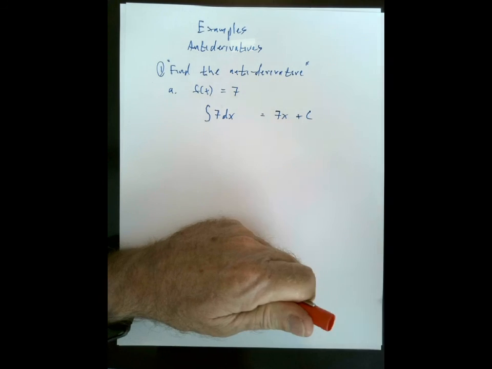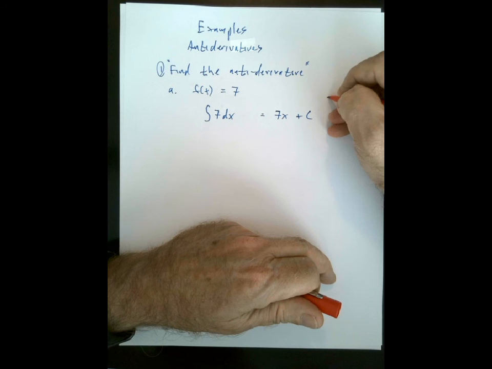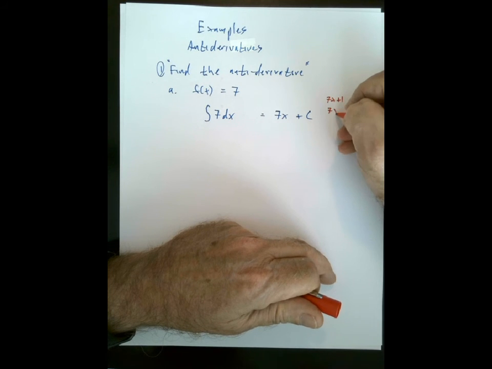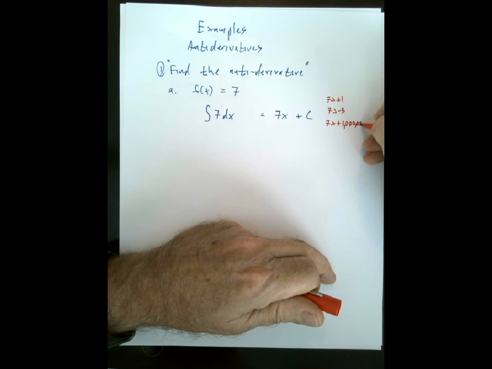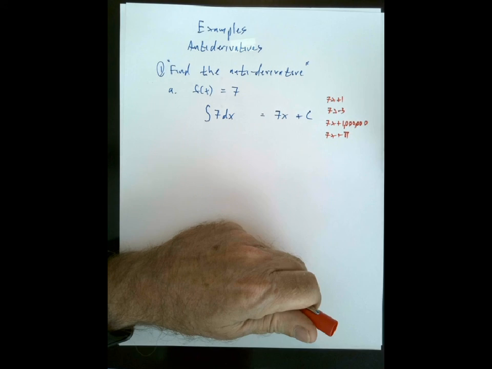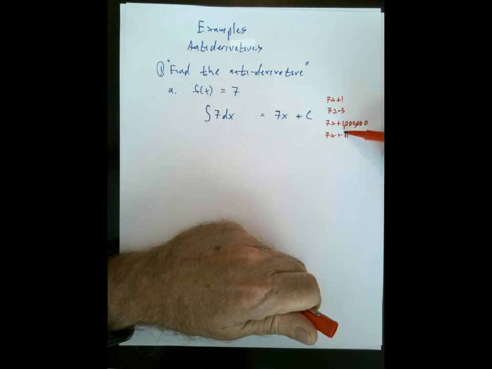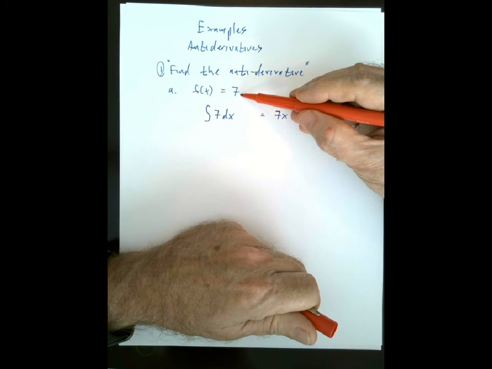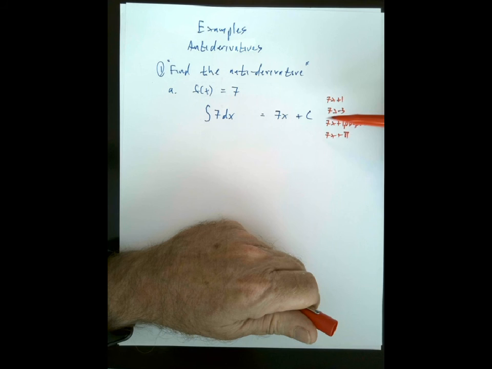Keep in mind the reason why we need that plus c is you can visualize that if we had, say, 7x plus 1 or 7x minus 3 or 7x plus 100,000, or actually a million, or how about 7x plus pi? Really doesn't matter. If we started with any one of these functions and we took the derivative, all of them, the derivative would be 7. So when we're working backwards, we don't know which of these we mean, and there's no way to tell, and so we add the plus c.